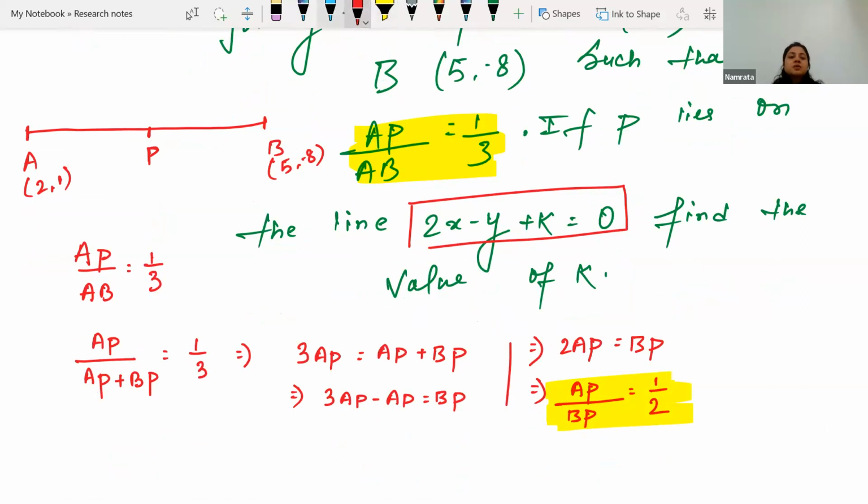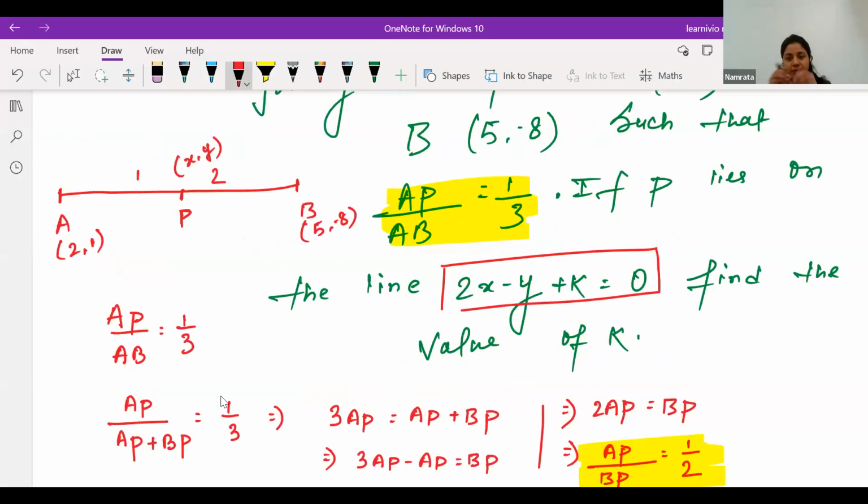So 1 is to 2, we got the ratio. That is AP is to BP is equal to 1 is to 2. Let's say the coordinate of P is x comma y, and let's find the coordinate of P. How? By using the section formula. Please let me know what you are getting as the coordinate of P. Everyone do it on pen and paper, and do let me know what is the coordinate of P by using section formula.